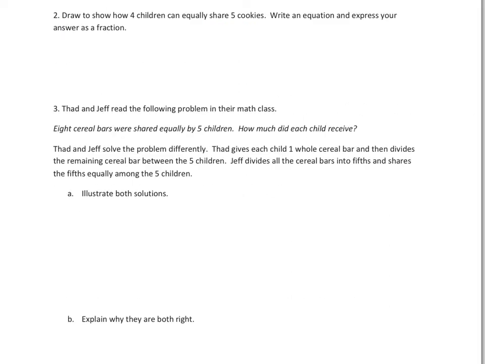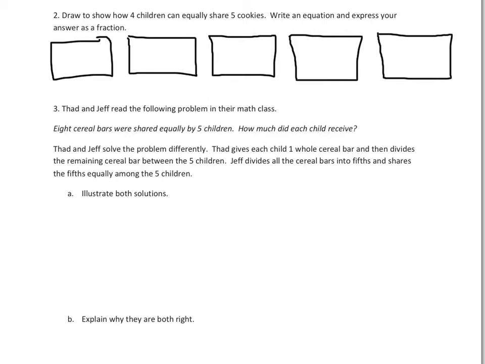Number 2 says, draw to show how 4 children can equally share 5 cookies. Write an equation and express your answer as a fraction. The first thing I'm going to do is draw 5 cookies. Here are the 5 cookies. Now, there are 4 children in this question, so each of the 4 children can get one entire cookie.